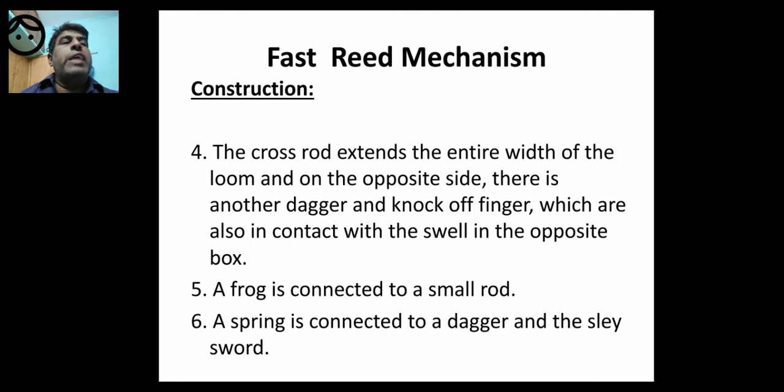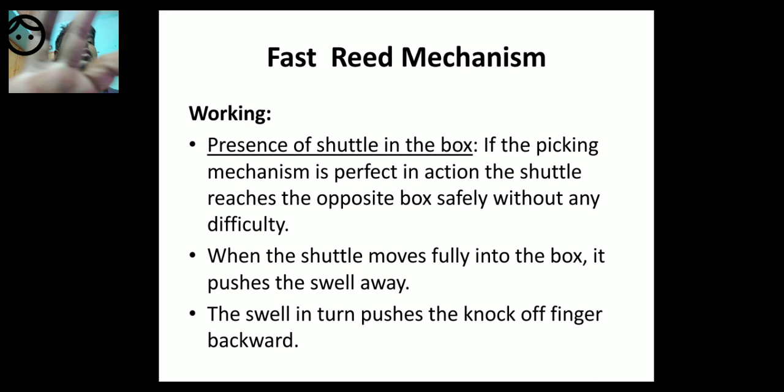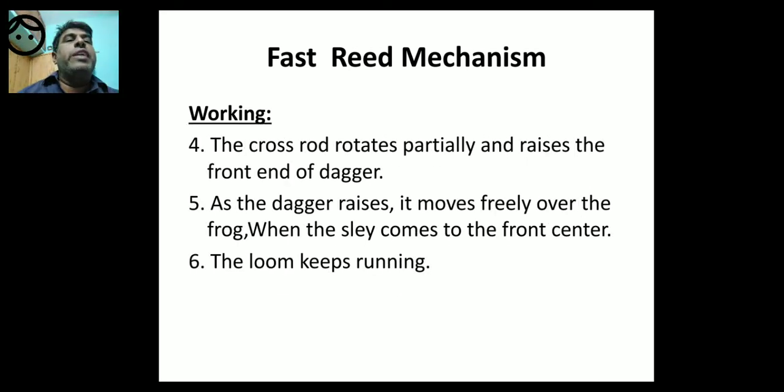The cross rod extends the entire width of the loom. This is the construction. As the cross rod rotates partially, it raises the front end of the dagger. Next, as the dagger raises, it moves freely over the frog when the sley comes to the front center.